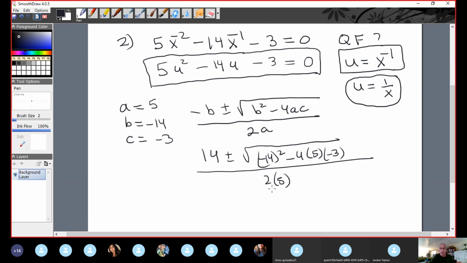So I take my calculator. I put in my calculator negative 14 squared, and I get this answer, 196. Now be careful with the sign. Double negative becomes positive. Positive multiplication: 4 times 5 is 20, times 3 is 60. And adding now is 256. And square root of 256, again I put it in my calculator and the answer is 16.